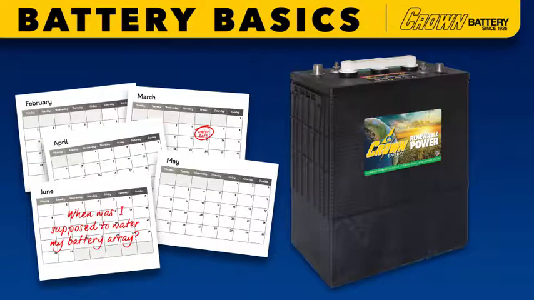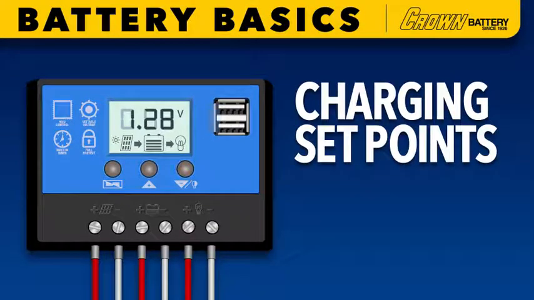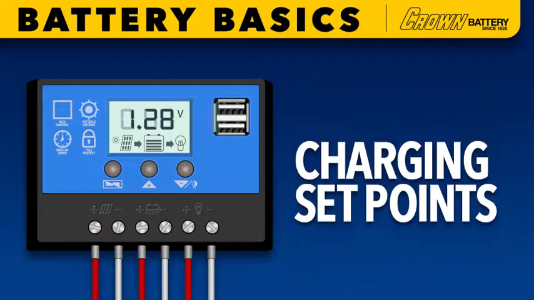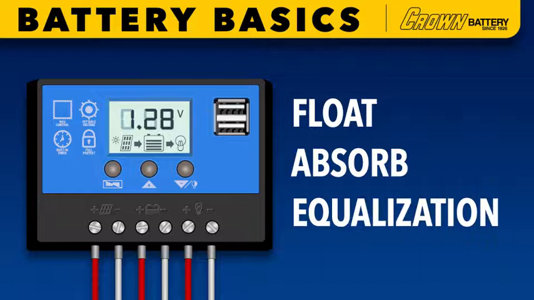Let's get started with suggested set points for charging. You will enter the voltage and time set points using the display panel of your system's charge controller. We advise checking the instructions for your specific charge controller for details on its use. The settings we'll cover here are float, absorb, and equalization.